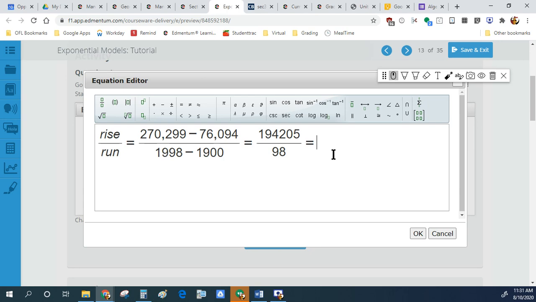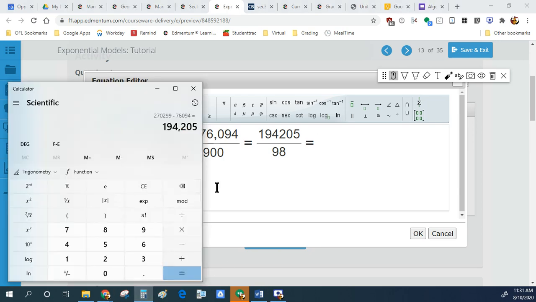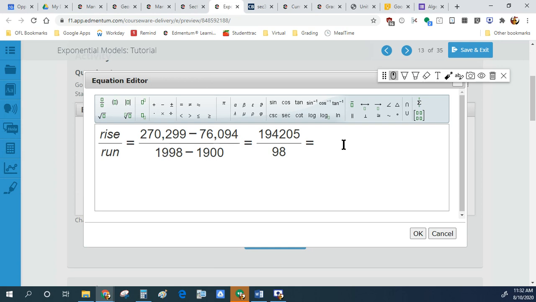In other words, you guys know how to calculate slope, right? Yes, no, maybe? Okay. Good enough for me. So 1,982. Every year it's going down about 1,982.